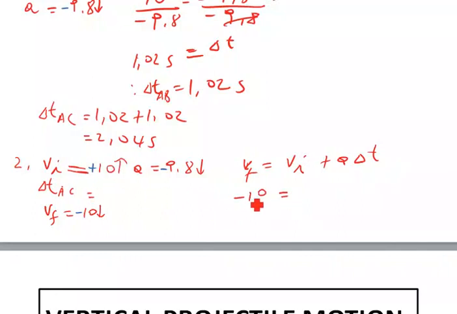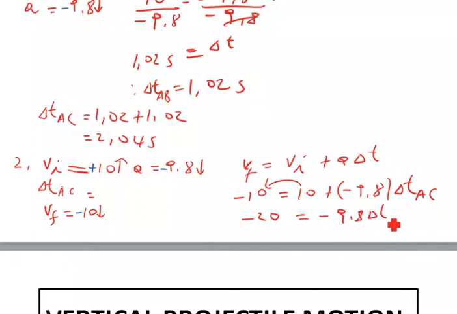The initial velocity is positive 10. The acceleration is 9.8 delta t. Delta t is between A and C. So we are going to transpose that 10, then figure the negative part. Then we have negative 20, which is equal to negative 9.8 delta t between A and C.